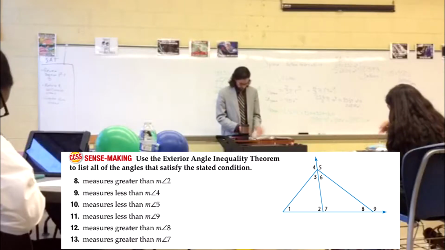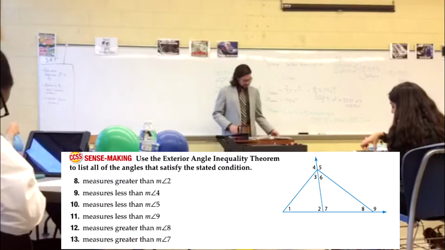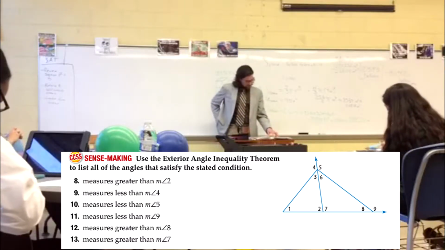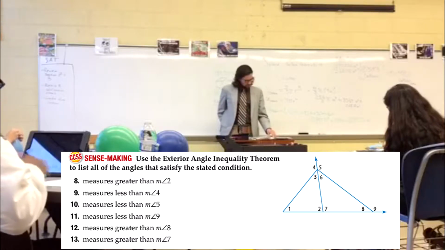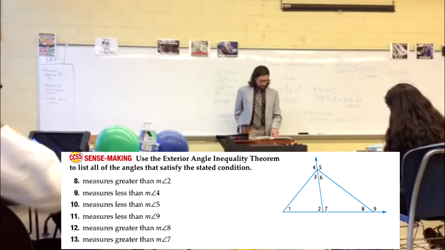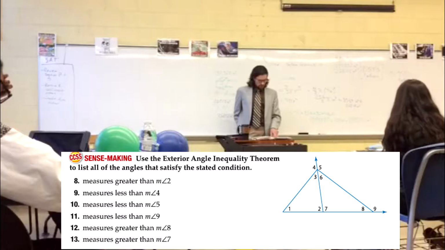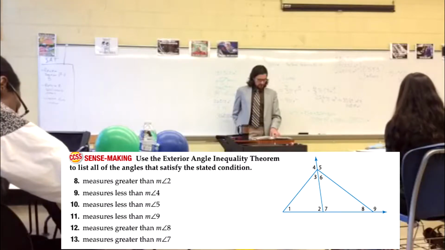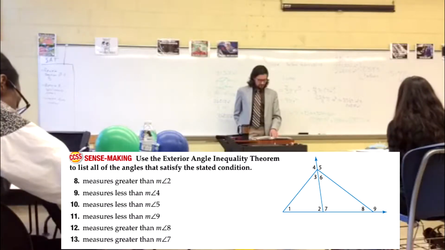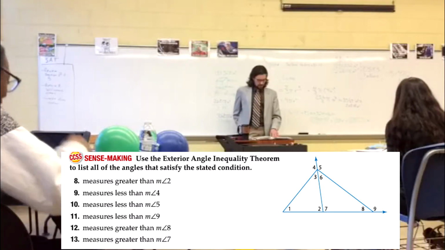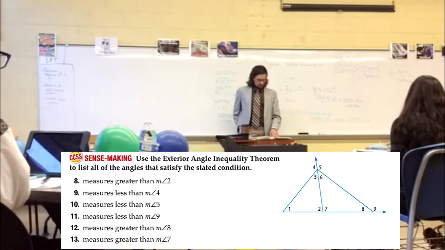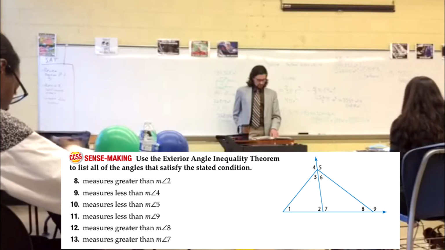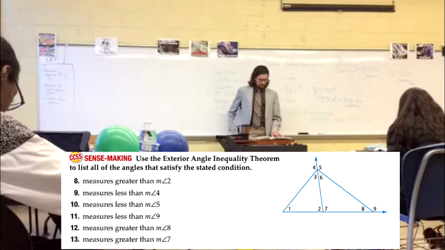Here we go. 8 to 18. Angle 3 measures greater than angle 2. Number 8: angle 4. Measures less than angle 4 are 1 and 2. Number 10: measures less than angle 5 are 7 and 8. Number 11: measures less than angle 9 are 1, 3, 6, and 7. Measures greater than angle 8 are 2 and 5. And measures greater than angle 7 are 5 and 9.